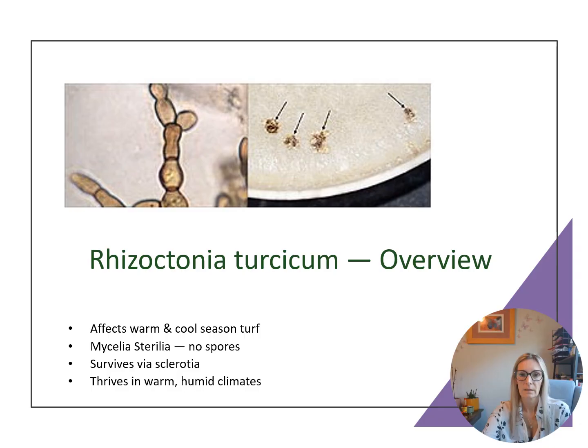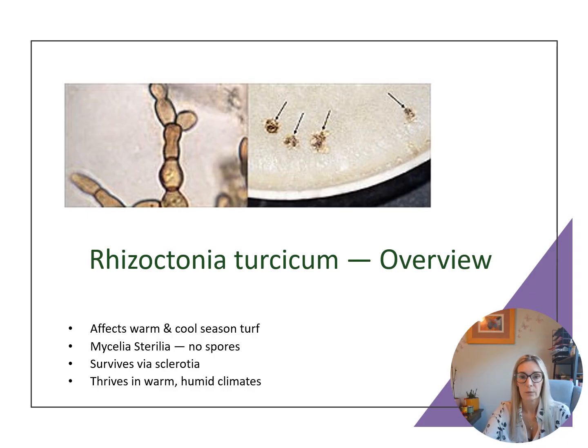Rhizoctonia solani is a soil-borne pathogen affecting both warm and cool season turf grasses, including bluegrasses and ryegrasses. The organism is classified as Mycelia sterilia, meaning it does not produce asexual spores. Instead, the fungus spreads and survives strictly as vegetative hyphae. One of the most important survival features is the production of sclerotia, which are hardened masses of compact fungal cells. These structures allow the pathogen to persist for long periods in soil and thatch, even under harsh environmental conditions.